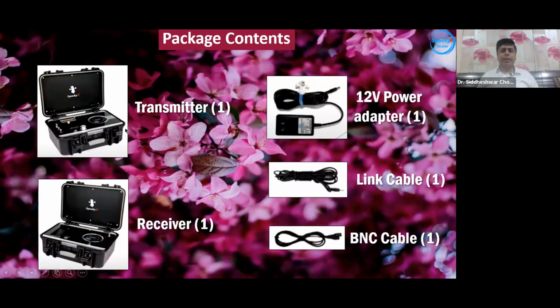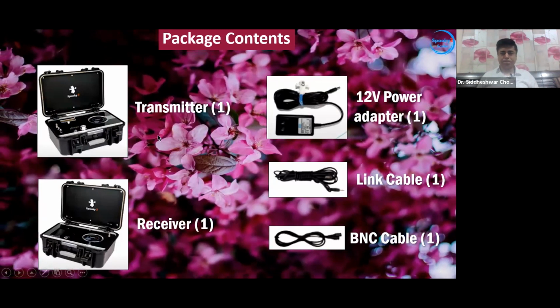Just 1 minute. Yeah, so here you go. These are the things you get in your Spooky2 Scalar package. One is the transmitter, another one is the receiver. They look identical. When we get to the details, I'll tell you what is the difference between these two. And you get a power adapter, you get a link cable, you get a PNC cable, right?